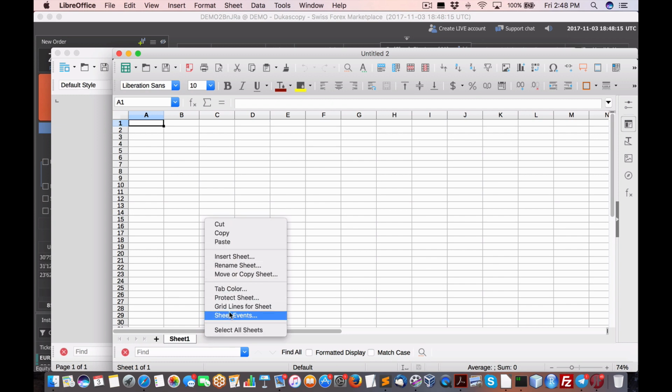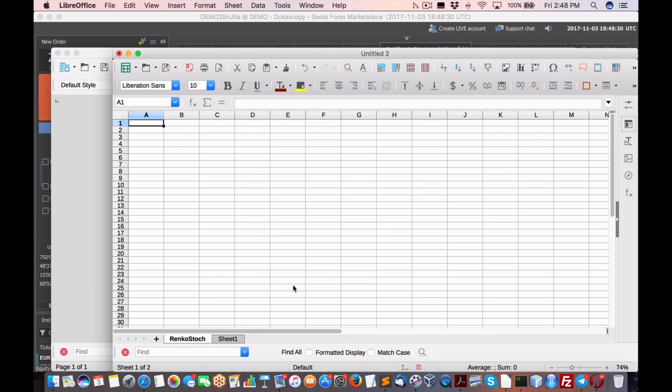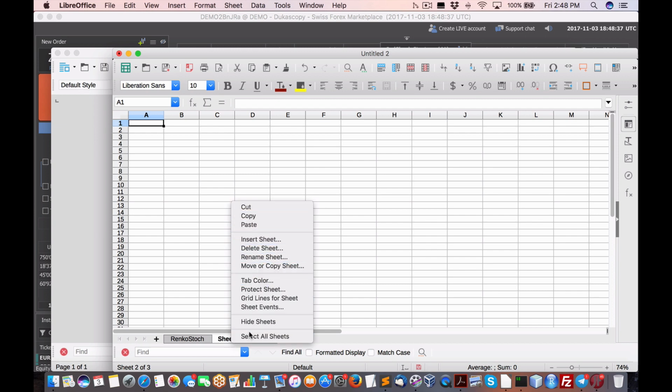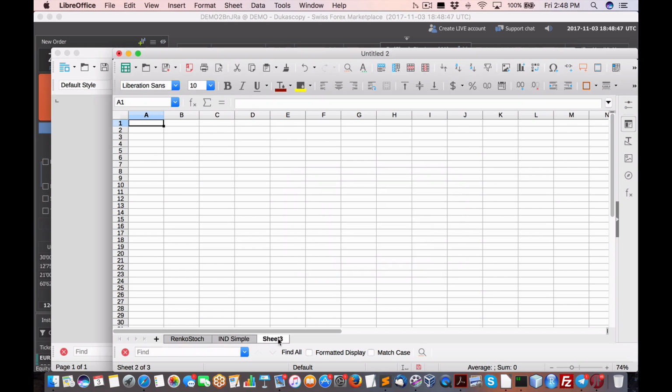So let me just see if I can do insert sheet. Before, we're going to call this Renko Stochastics, because that's what I'm really more interested in. Okay. So we shall create a spreadsheet. We will call it indicator simple, and then the last one was the MACD.